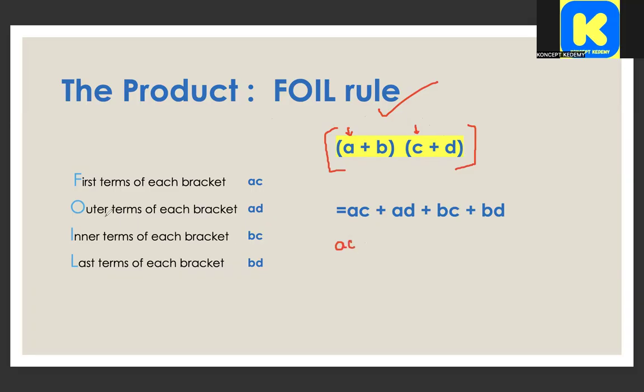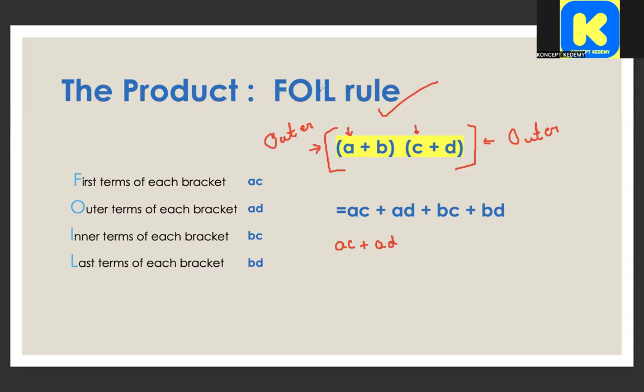Then O, the outer terms of each bracket. Outer means this is one outer boundary and this is one outer boundary. I'm writing here outer. This side and this side, it's the outer boundary. So both outer terms of each bracket. In the first bracket, the outer term is A, and in the second bracket it is D. That means we are multiplying them, and A is positive and D is positive. So plus AD.